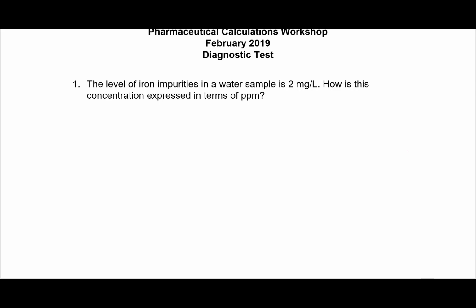Question number one says that the level of iron impurities in a water sample is 2 milligrams per liter, and we have to express this concentration in terms of ppm. If you recall from the other videos, we looked at the different types of concentrations, how they are expressed, and then we also practiced converting from one concentration into the other. So this is the same type of question, where we have been given the concentration in milligrams per liter, and we have to express that in parts per million.